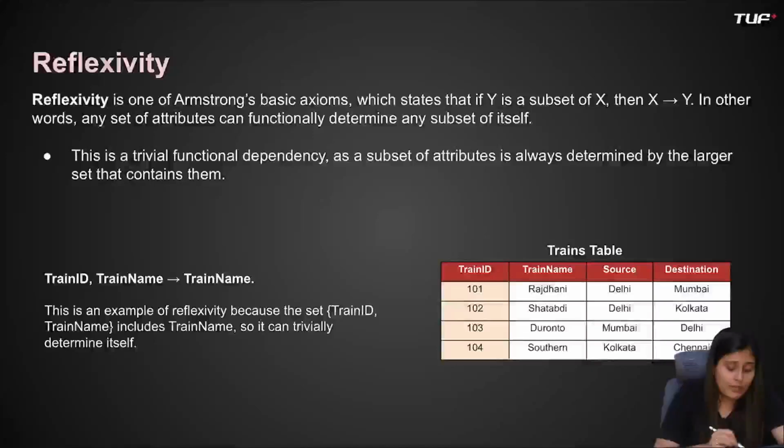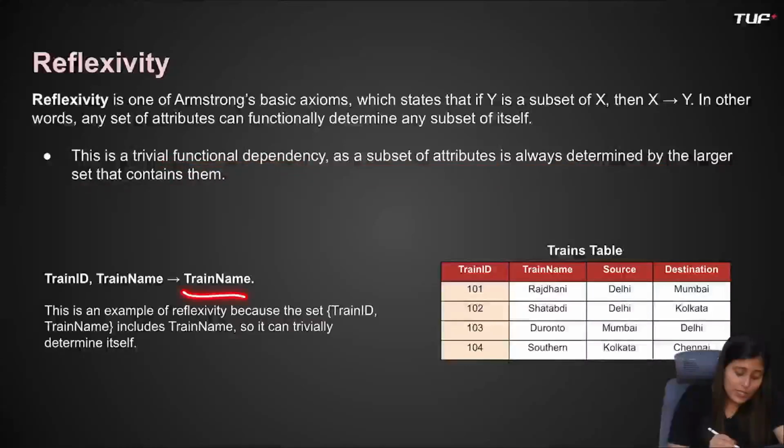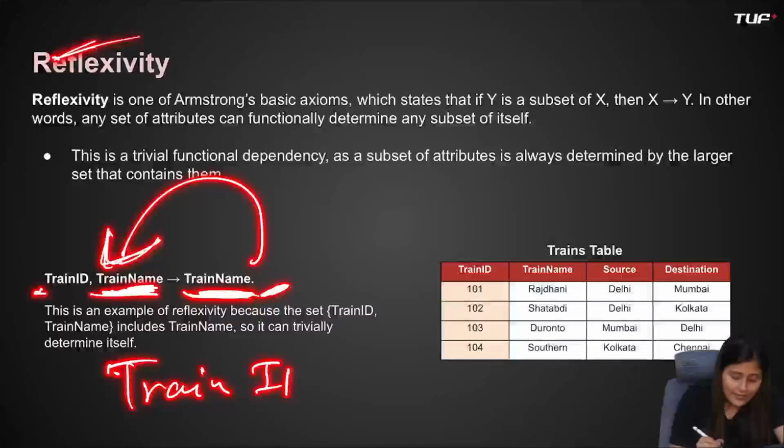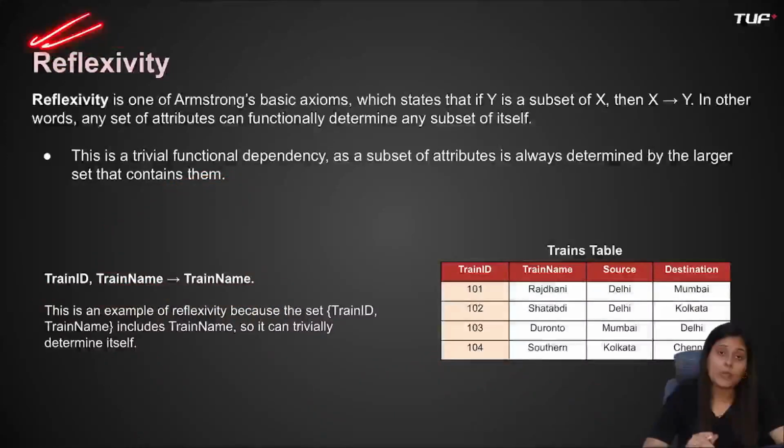So this is a trivial functional dependency, as a subset of attributes is always determined by the larger set of contents. As you can see, the train name is already there in the left part, right? So it is a subset. The determinant which we are finding out is already a subset of this. So this is called reflexivity. So here in this case, we can say train ID and train name can determine train name, as train name is included in the left part. This is what reflexivity means.